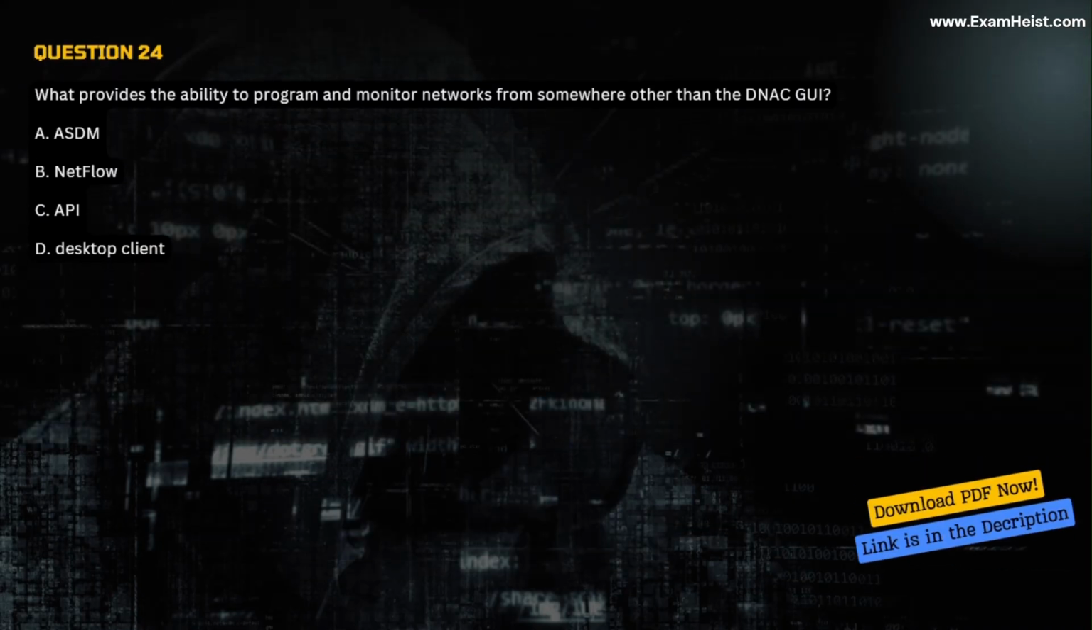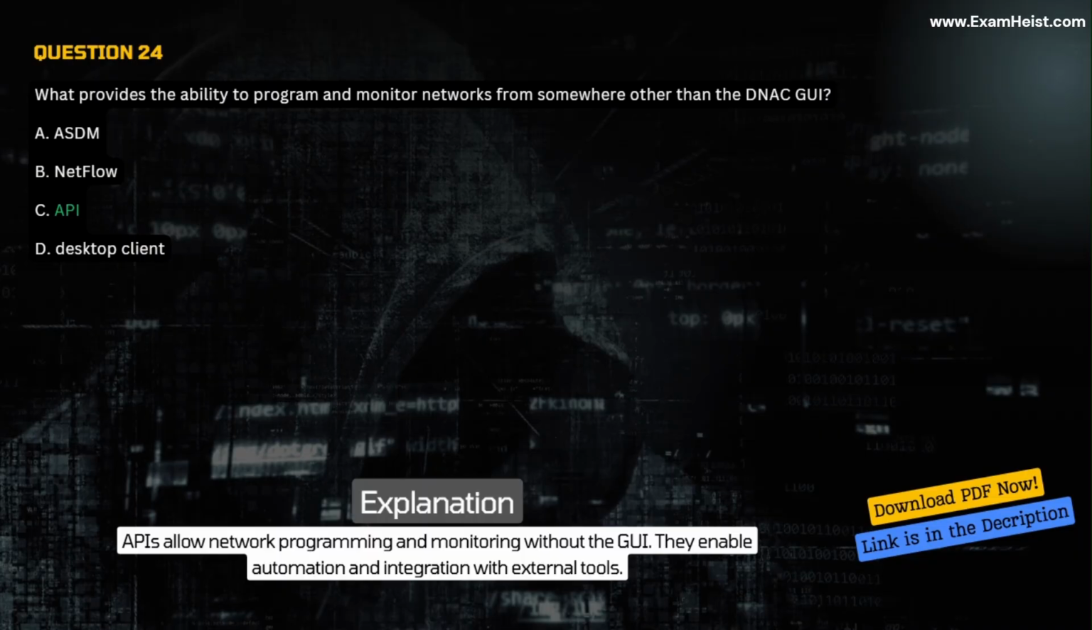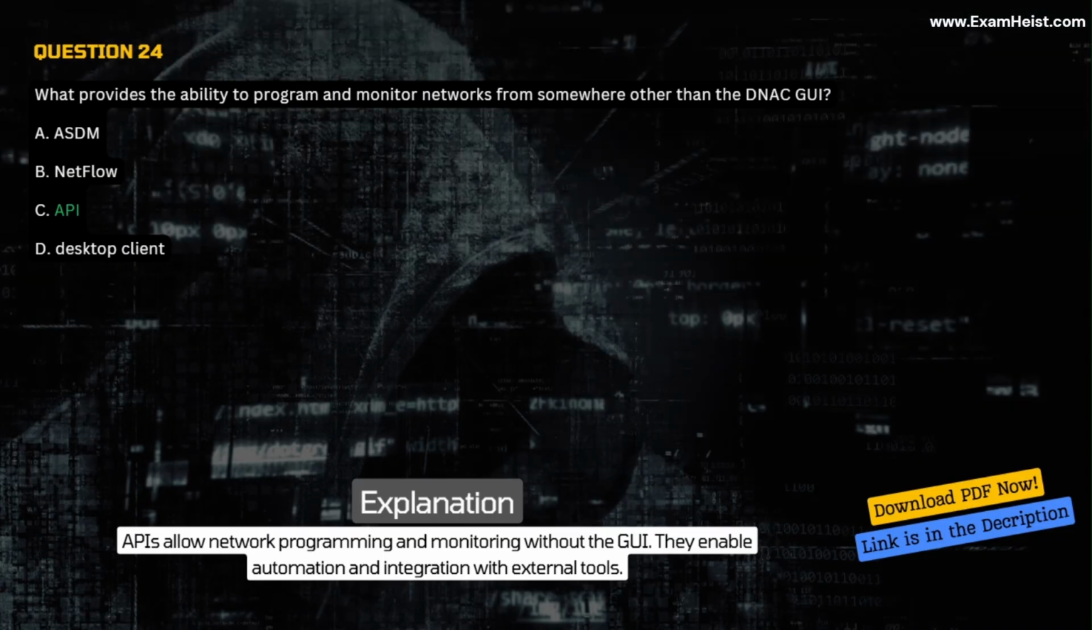Question 24. What provides the ability to program and monitor networks from somewhere other than the NAC GUI? A. ASDM. B. NetFlow. C. API. D. Desktop client. Correct answer C. API. Explanation. APIs allow network programming and monitoring without the GUI. They enable automation and integration with external tools.